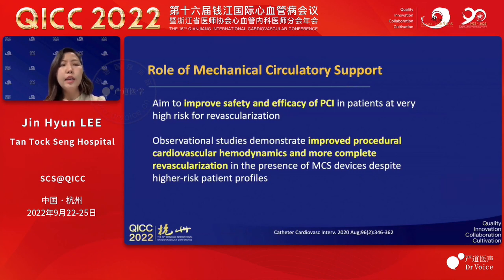So with this outline of high-risk groups who are undertreated, what is the role of mechanical circulatory support? The aim is to improve the safety and efficacy of PCI in patients who are at very high risk for revascularization. Observational studies so far have demonstrated improved procedural cardiovascular hemodynamics and more complete revascularization with MCS support.